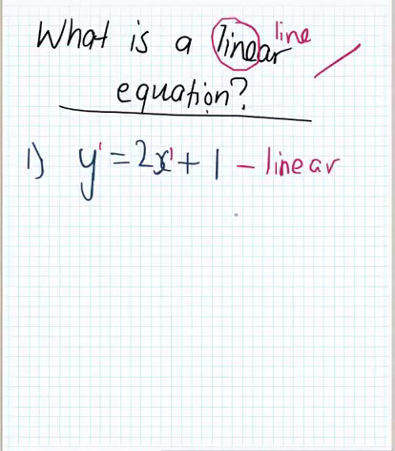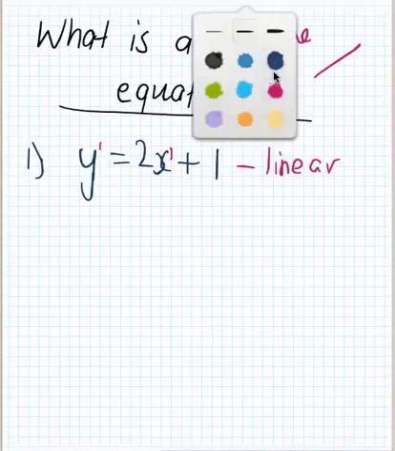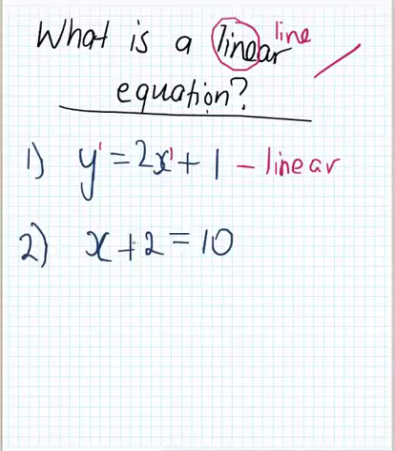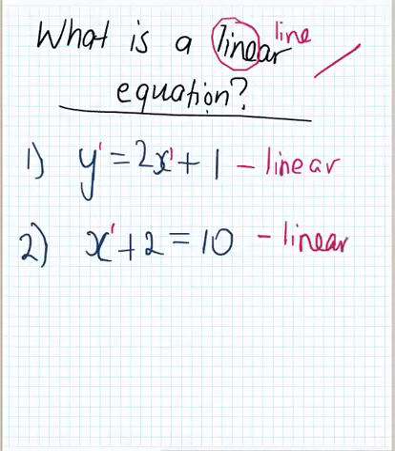So it's going to be a linear equation. Let's look at another example. So equation 2, if I have x plus 2 equals 10. Now with this one we can solve it, but as an equation this also is a linear equation because the highest power of the variable, in this case x, is 1. So this will also be a linear equation.